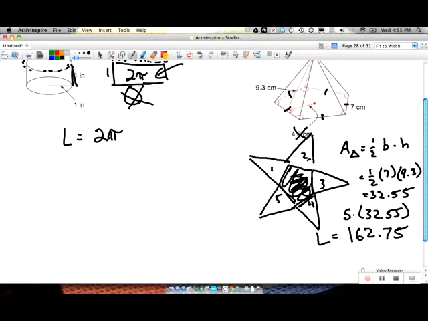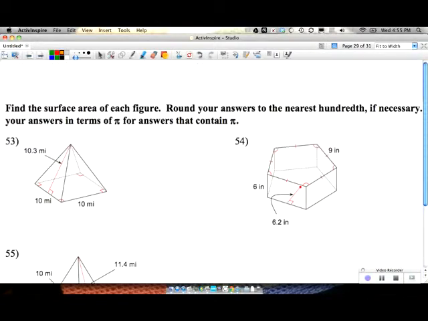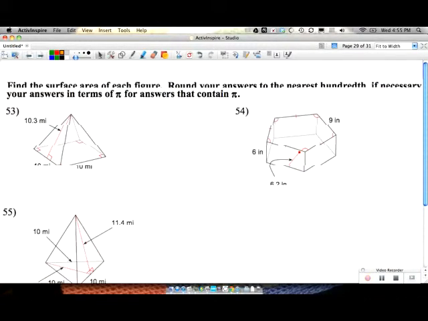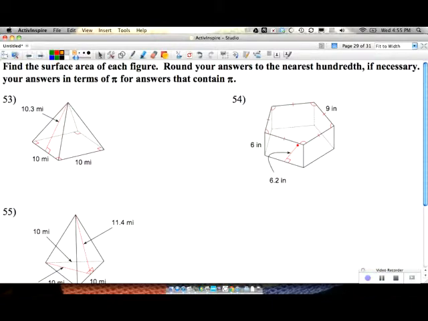Okay, now we're finding total surface area. This is a little more specific. We might need to go to a thinner pen here. So let's start with the first one. It's a pyramid. We break down this pyramid into a net.